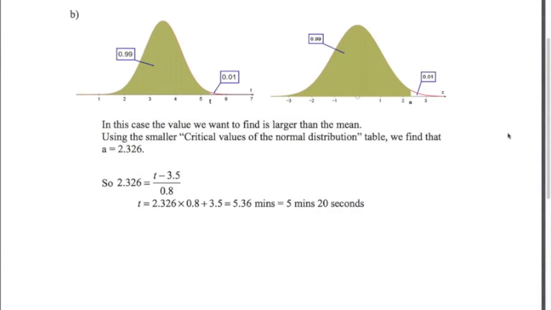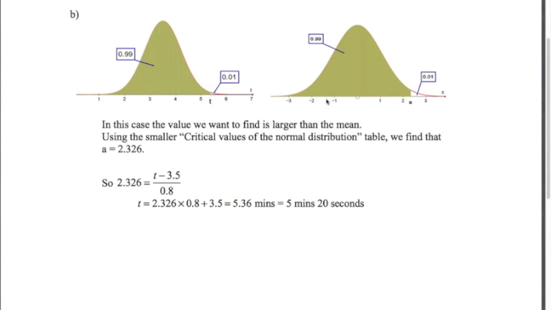Okay, this last problem, we're asked to find the time that it takes 99% of the people to be served in. So only 1% of the people get served in a longer time than this. So this is above the mean, this one. So it's important here that you try and work out, is it below the mean or above the mean, and draw a diagram. So we're talking about slow service in this case. So you've got the actual diagram here for the t we're trying to find. 1% above t, 99% below.